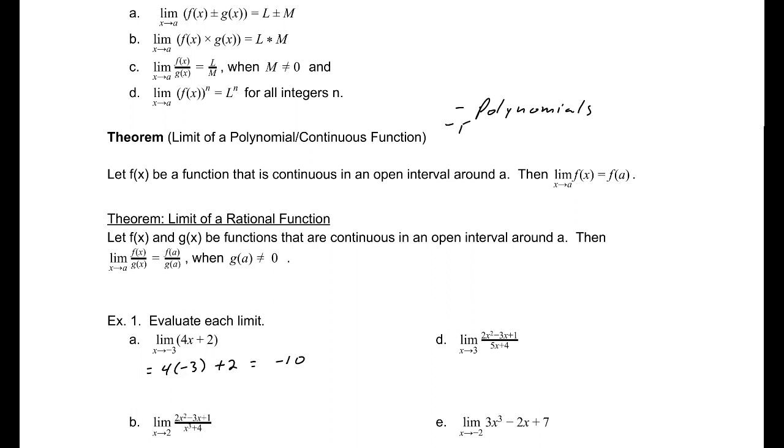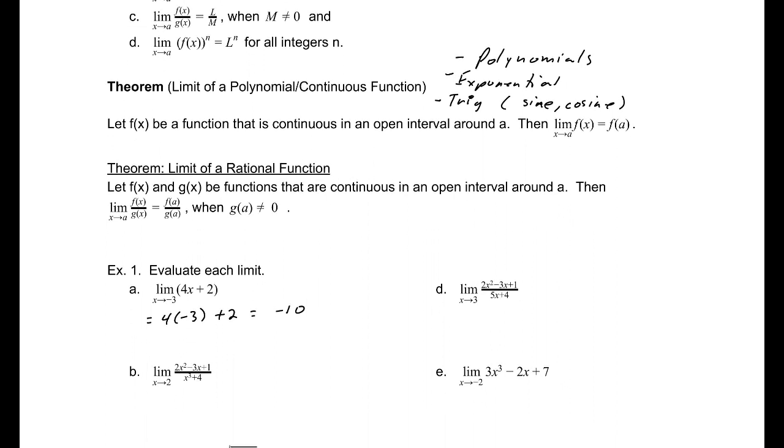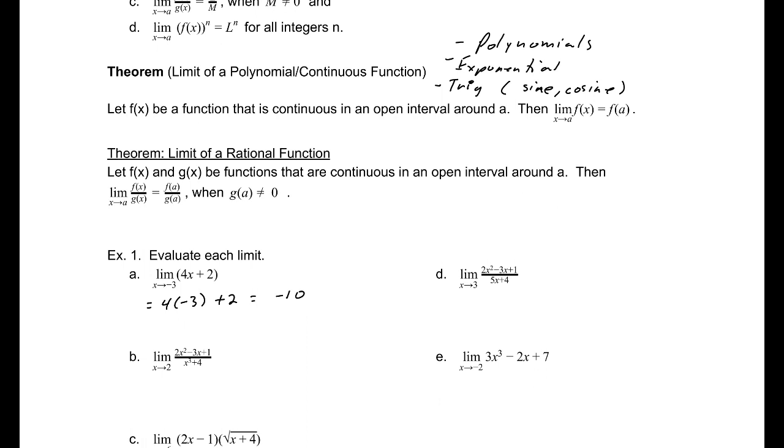Exponential functions. Exponential functions are continuous. All right. Also, trig functions. Trigonometric functions. Specifically, sine and cosine. Be very careful with some of the others, but those are continuous along all real numbers. Okay, so those are some good examples. So all of these, and rational functions as well, as long as the denominator is not 0. So that actually applies to those as well.